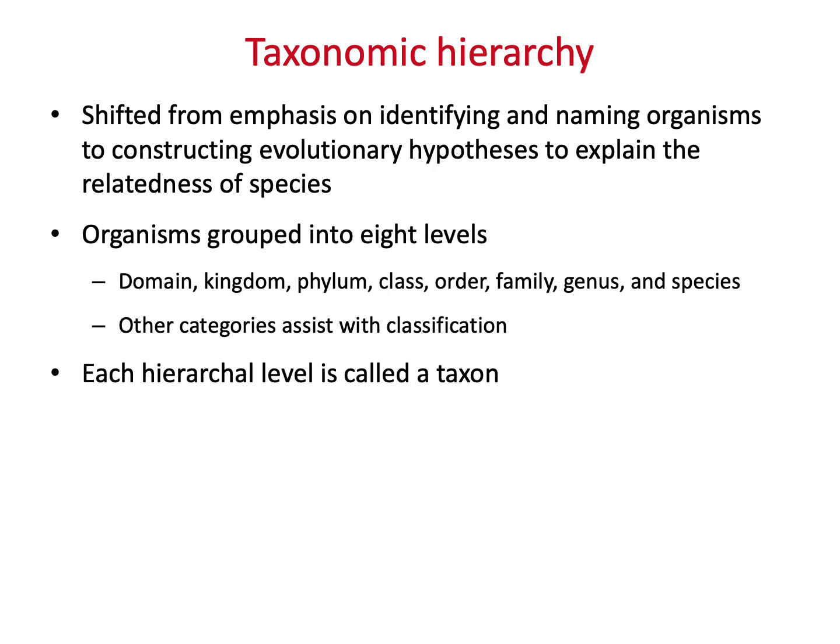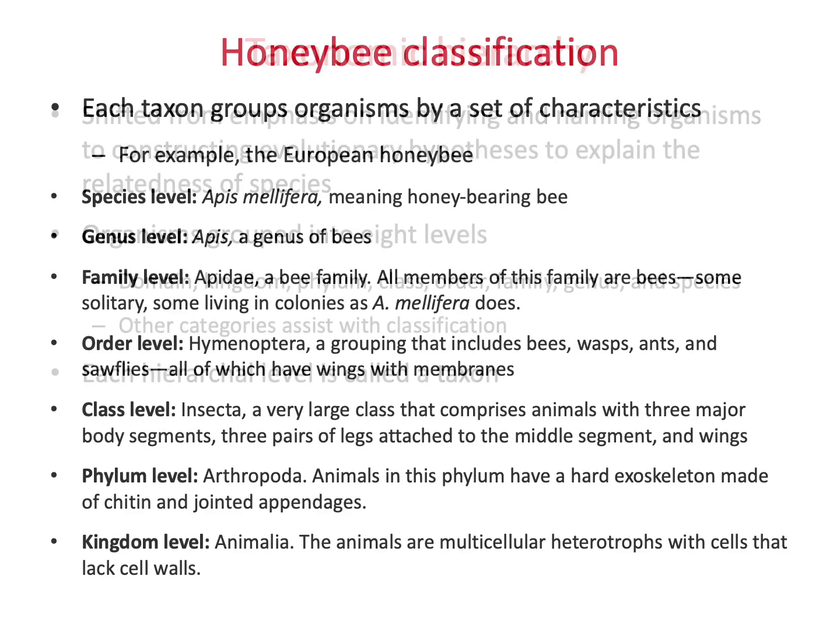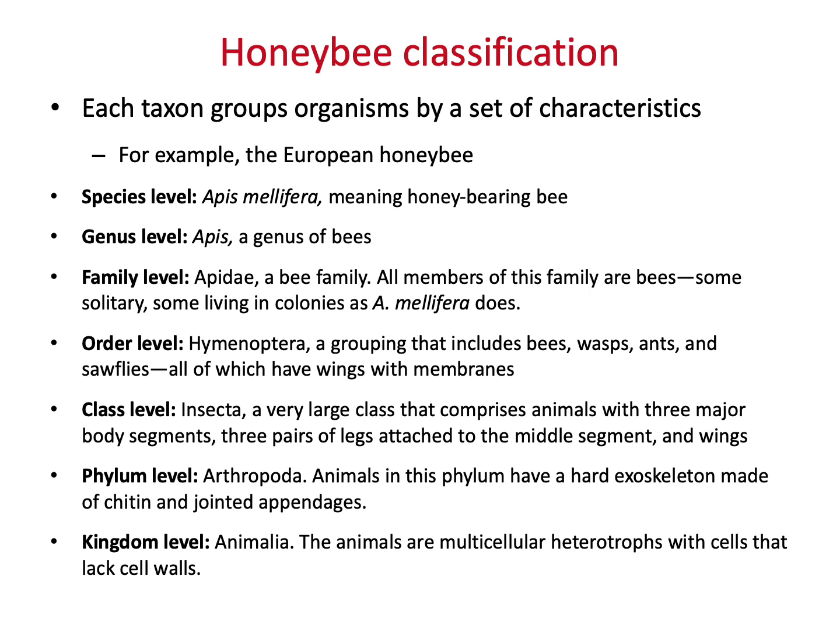In addition to these 8 levels of classification, we also have another classification called domains. So each of these hierarchical levels are called taxons, and we also have domains above these kingdoms. There are 3 domains which we'll talk about in a little bit. So now we are going to look at an example of honeybee classification here. Each of the taxon groups organisms by a set of characteristics.